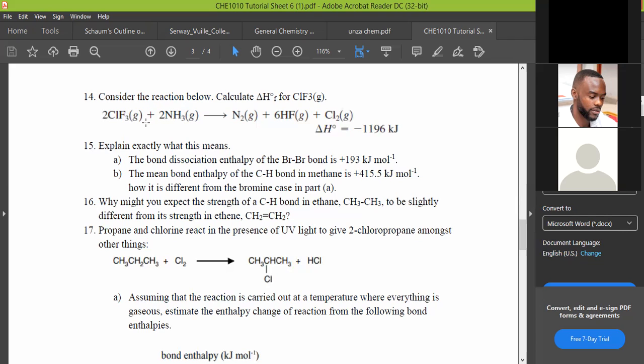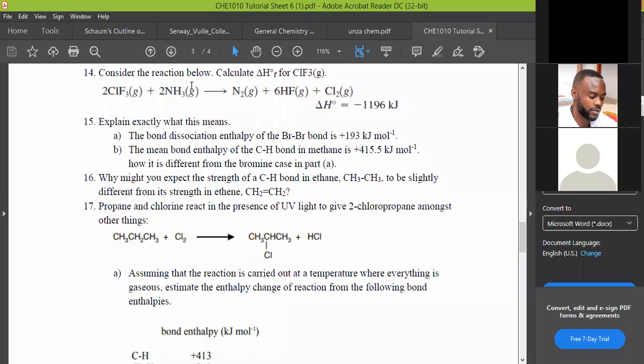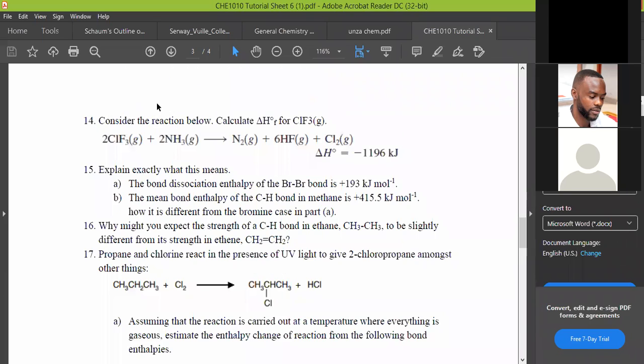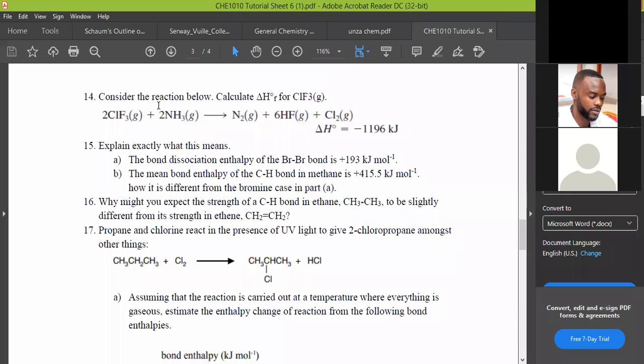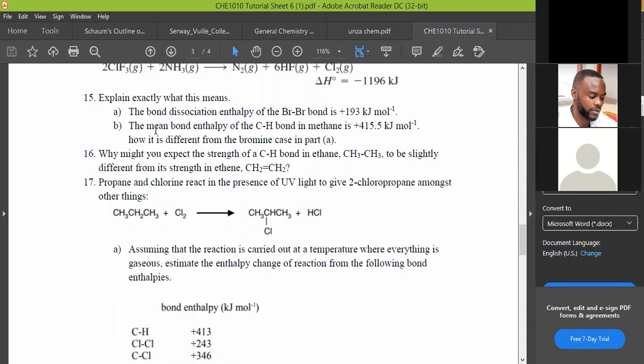So from here, you just write the equation I wrote: the standard enthalpy of the reaction is equal to the sum of the enthalpy of products minus the sum of the enthalpy of reactants. And then from there, you carry out the calculation. This question is straightforward. For your practice, I've done question 13, which uses the same principle as question 14, so you will do question 14 for practice. So we go to question 15.